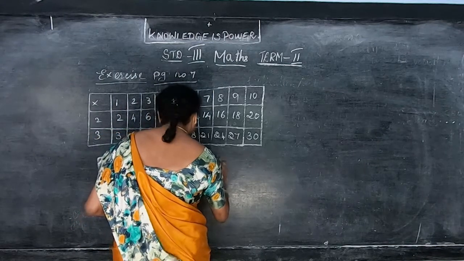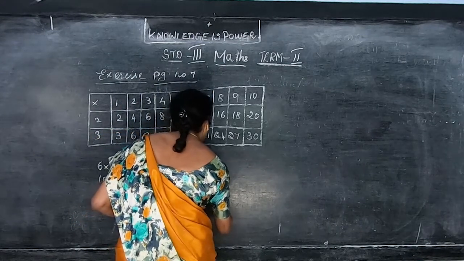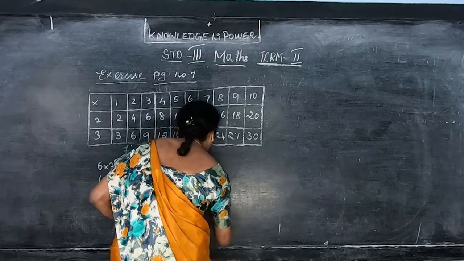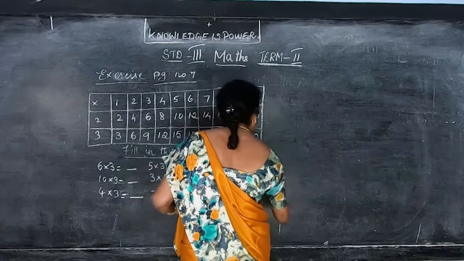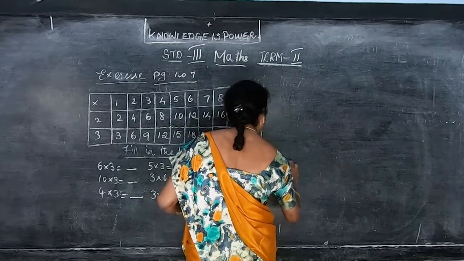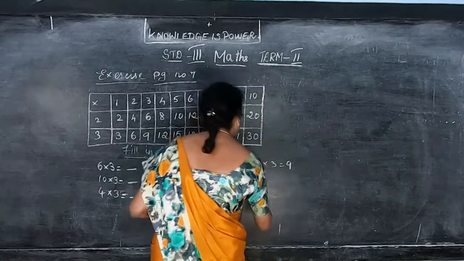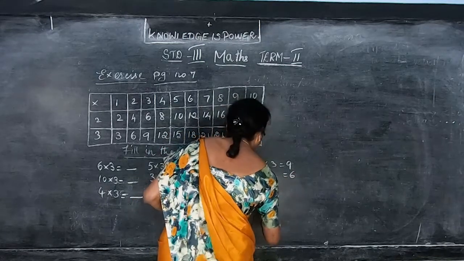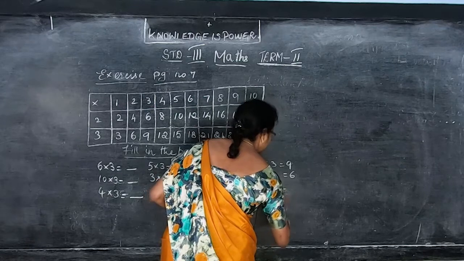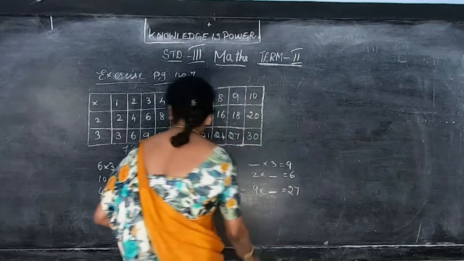Then 3 threes are, 8 threes are, then 3 fours are. Then dash into 3 is equal to 9. Sometimes they will change the box and give children 2 into dash is equal to 6, 9 into dash is equal to 27. So we will say one by one.